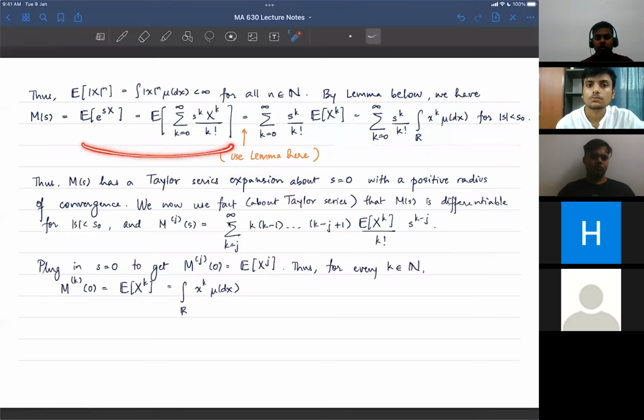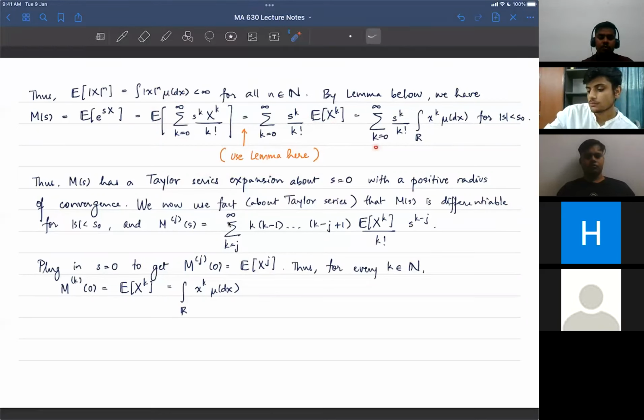Now what I want to do is interchange the summation and expectation, and here is where I need the lemma. This lemma below, which we'll do next time, is going to guarantee that I can interchange the expectation and summation. Suppose I believe the lemma. Then I'll get the sum over k from 0 to infinity of s to the k over k factorial, E of x to the k. And what is this going to give? Remember, E of x to the k is just the integral over R of x to the k mu dx.